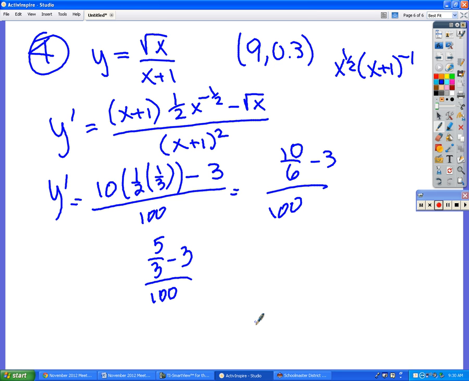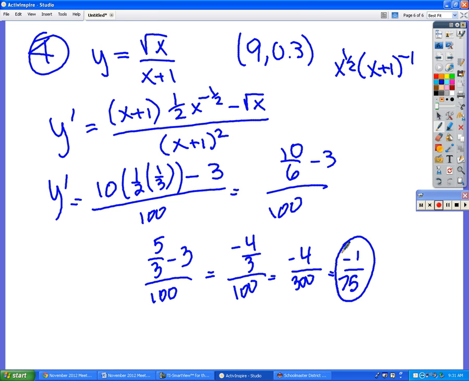Bogged down in 6th grade math here in calculus class. Negative 4/3. Negative 4/3 because this is really 9/3. So 5/3 minus 9/3 is negative 4/3 over 100. Is negative 4 over 300, right? Because you multiply by the reciprocal, so you multiply by 1 over 100. Which is negative 2 over 150, which is negative 1 over 75. Is that what that works out to? Yeah. So that's the slope, right?